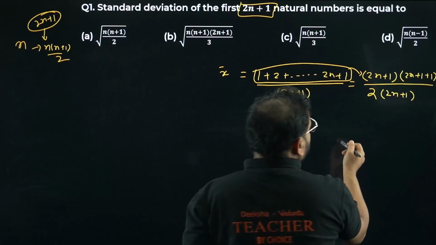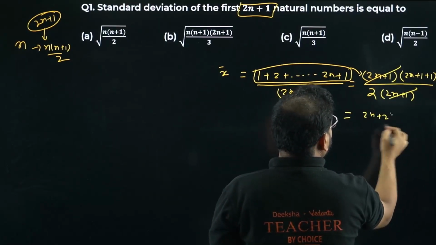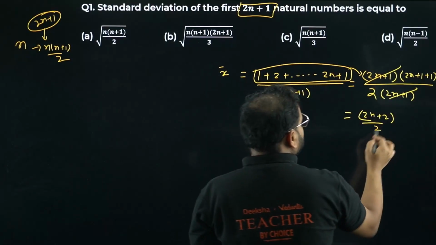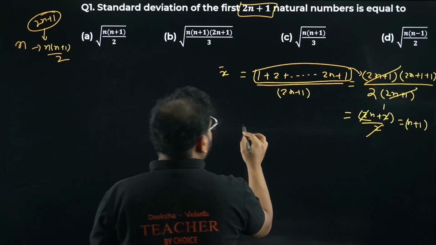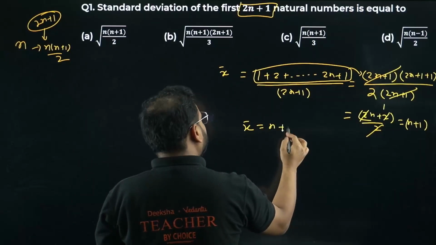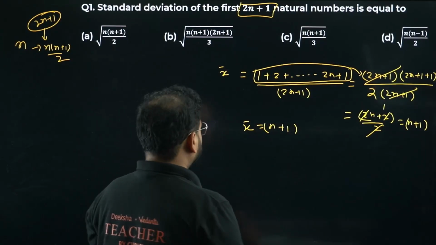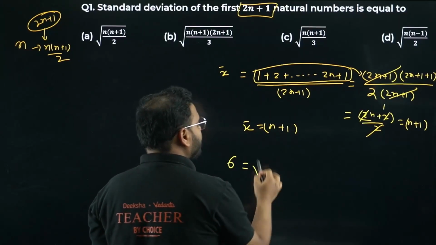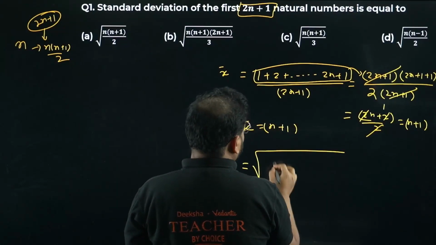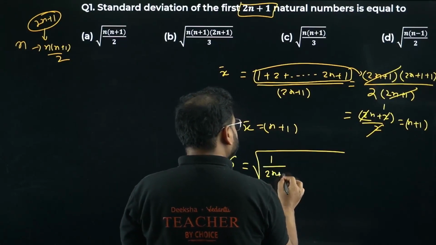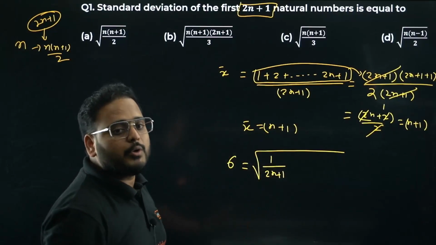Now I'm getting from here, this and this is cancelled. I'm ending up with 2n plus 2 divided by 2. So I cancel this 2 and 2 again. You have the value of this as n plus 1. So basically my x bar is coming as n plus 1. The mean is known now. We're looking for the standard deviation, sigma, so we'll have a root, of course, and then a summation, but we also have 1 by n, and since n itself is 2n plus 1, I'm writing here 1 by 2n plus 1.